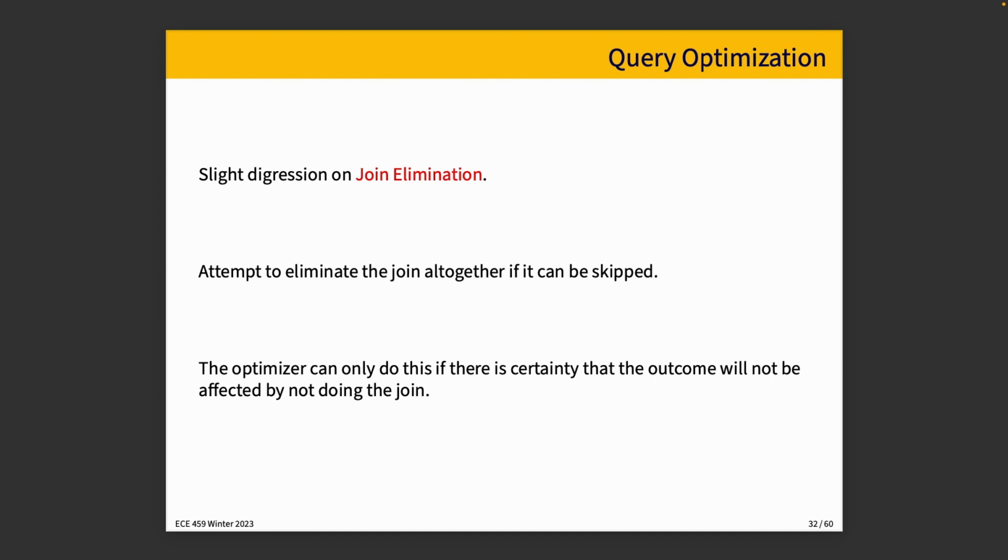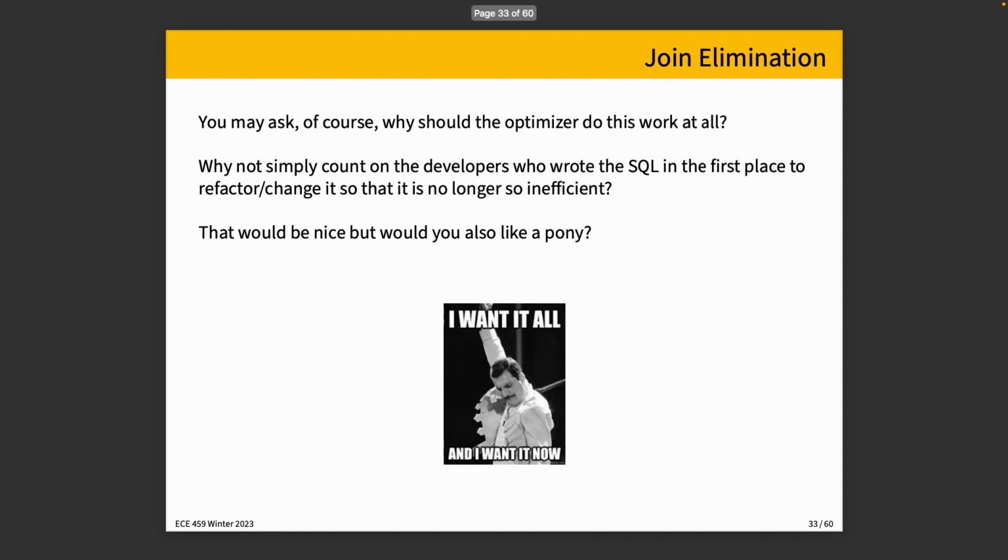Before we go on, a quick digression on the subject of join elimination. You are familiar, I think, already from the previous topic with the idea of: can we count on the user to supply an optimal SQL query? And the answer is no. One of the things a database server can try to do is to skip work that it determines is unnecessary. The optimizer can obviously only do this if it's certain that the outcome will not be affected by doing the join.